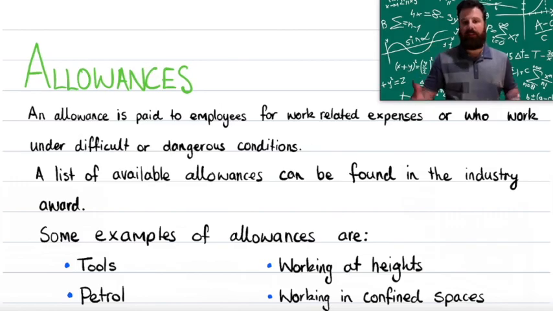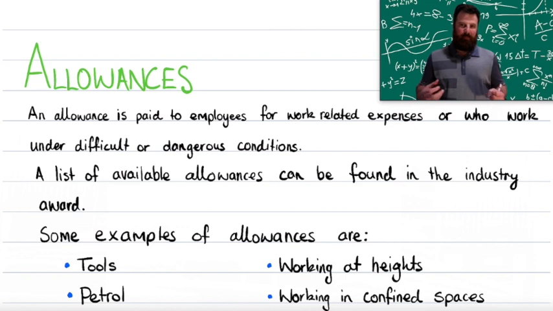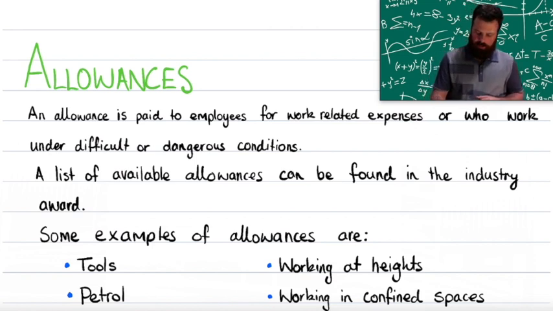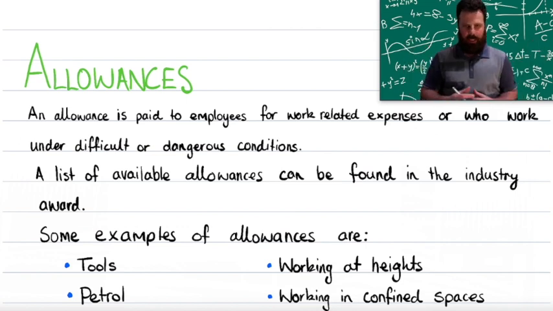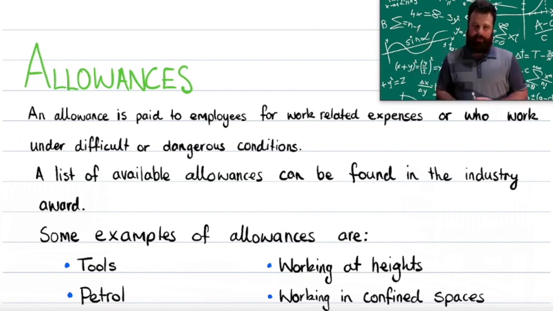An allowance is paid to employees for work-related expenses or when you have to work under difficult or challenging situations. There's a whole range of reasons that someone may get paid an allowance, and you can find them in what's called the industry award. An industry award is just a document that sets out all the pay conditions for that type of work. If you work in a retail shop, there's a retail award. If you work in hospitality, there's a hospitality award, and a construction award. It just sets out all the rules about how you get paid.